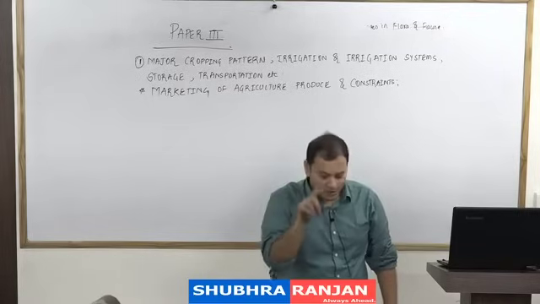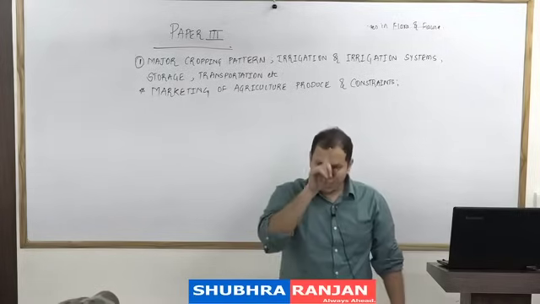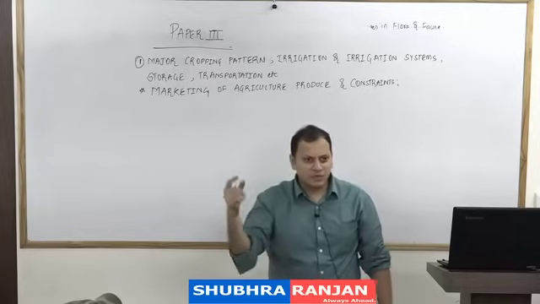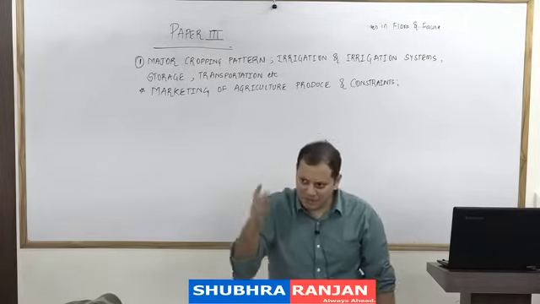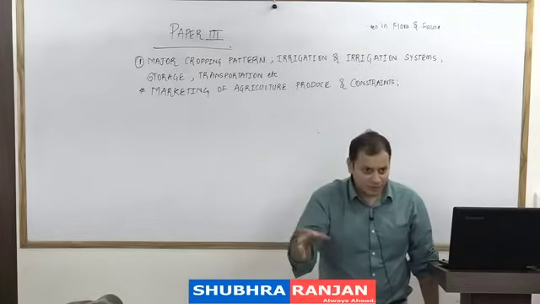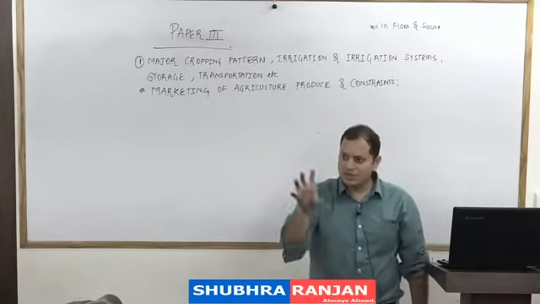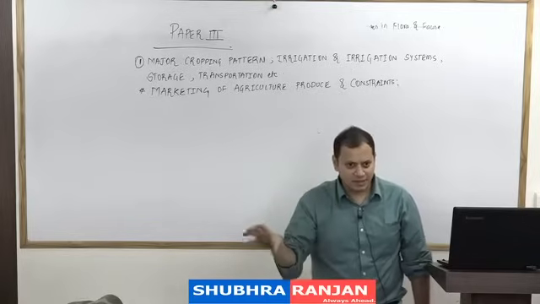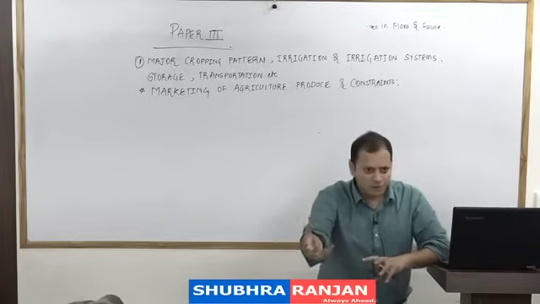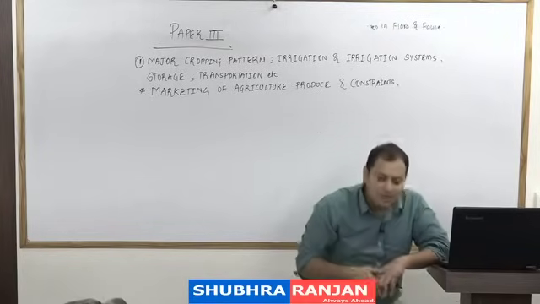But what is the good thing about this paper? This is the paper which gives you maximum marks in GS. Ask anyone who has written mains, their paper 3 score is very good: 118, 120, 121. Paper 1 score is somewhere between 90 to 100 or 100 to 110, depending upon geography or history optional. If you have them, obviously your score will be more.